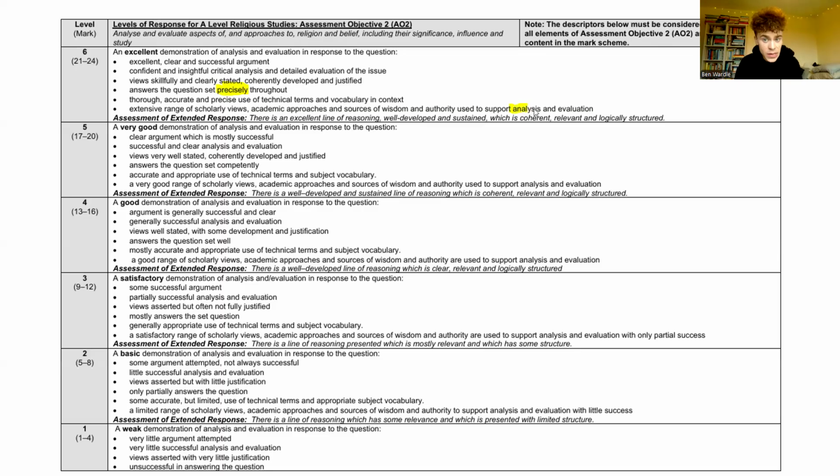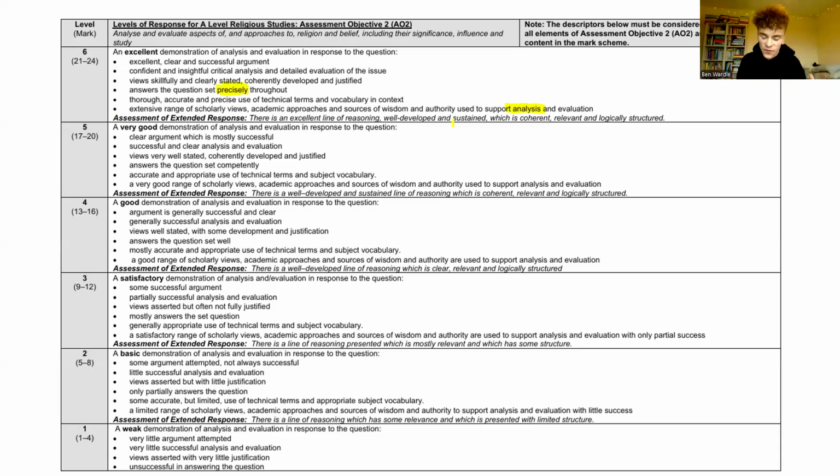And what that means is, don't just say, this is what James said, or this is what the Bible teaches. You then need to make that judgment, and you then need to make it relevant to the argument. So you've got to then get off the fence, make that judgment and explain it in a way that links back to the question. And then please always remember the assessment of extended response. You need to show an excellent line of reasoning, well developed and sustained, which is coherent, relevant and logically structured.